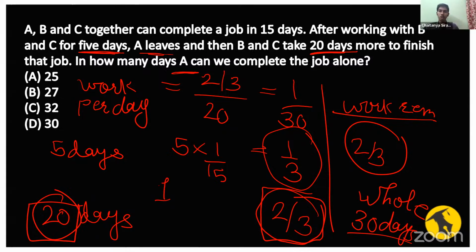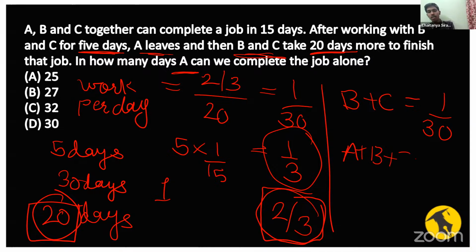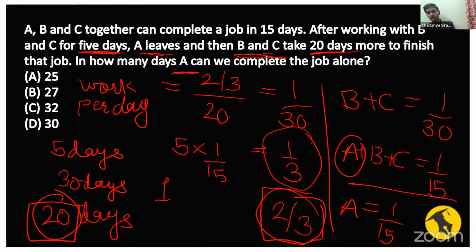If there was no work done at all at that point, B and C would have taken 30 days. So I can write this and erase it here. I can write the joint efficiency of B and C is 1 by 30, while the joint efficiency of A plus B plus C is how much? 15 days. So now you can solve for A. A will be simply nothing but 1 by 15 minus 1 by 30.